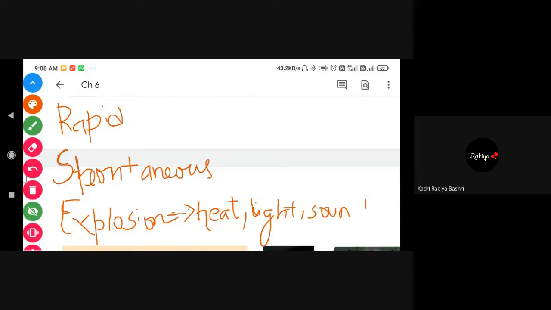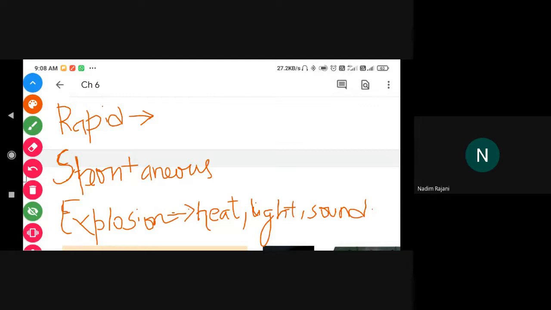Aina, can you explain explosion? What is explosion? Explosion contains heat, light, and sound.